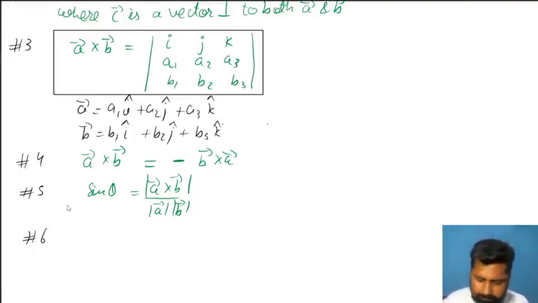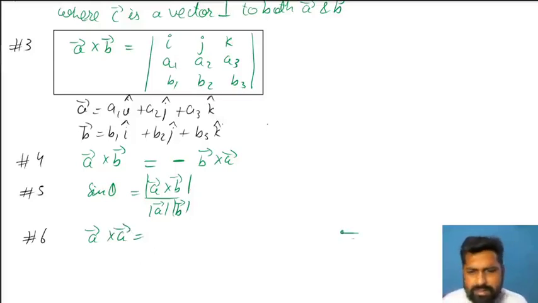Okay. Then comes a property, A cross A. Like A dot A, na? A dot A was mod A square. So A cross A, let's say this is a vector A, and this is another same vector A on this. So the angle between them, there is no angle right now, so theta is 0. What is sine 0? Sine 0 is 0. So remember that A cross A is a 0 vector, null vector.